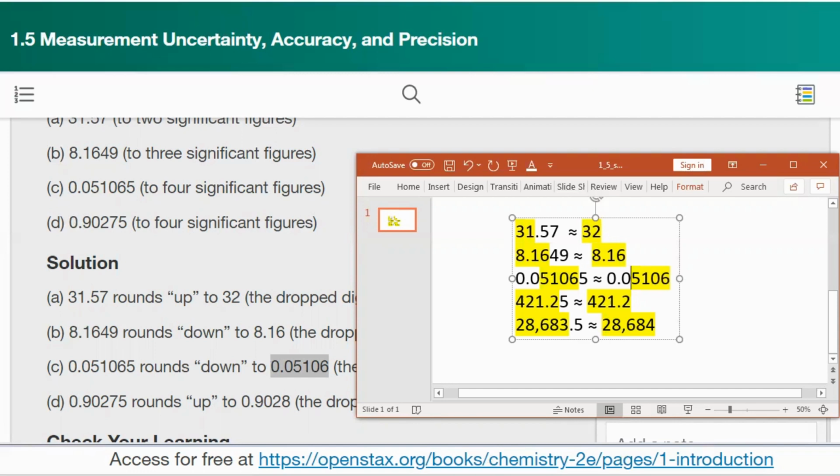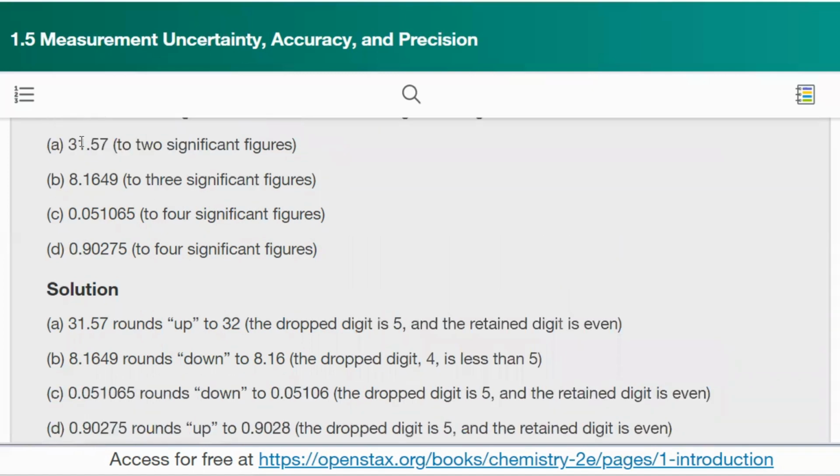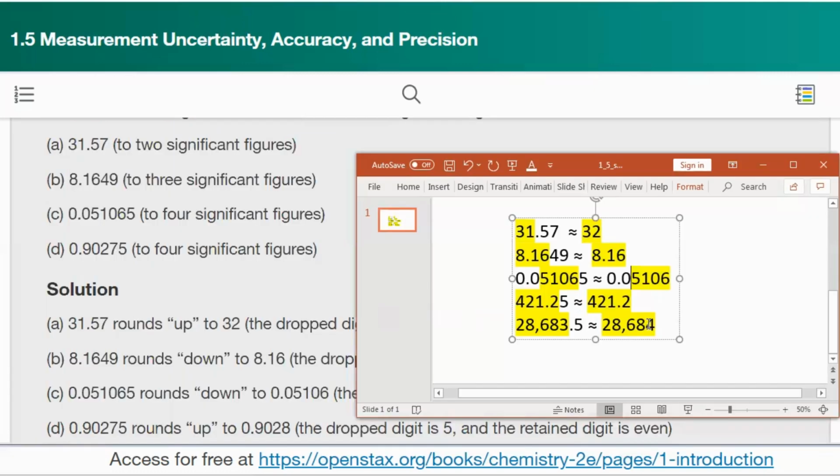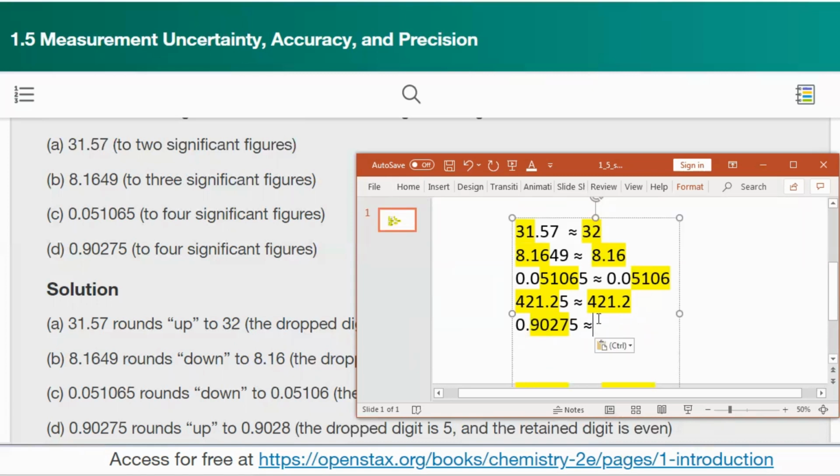And apparently I got a little lost here when I was navigating. I solved the wrong problem. My apologies to the readers. So I'm going to have to try to do this. 0.90275 to 4 significant digits. So these are the significant digits there. And you can see I'm fumbling through this. That happens.